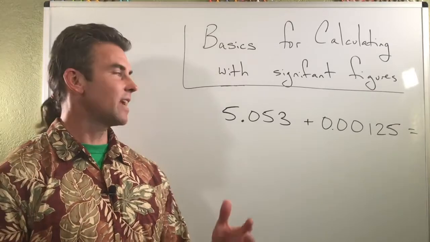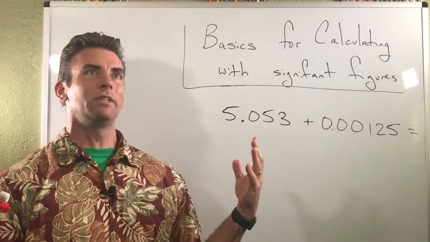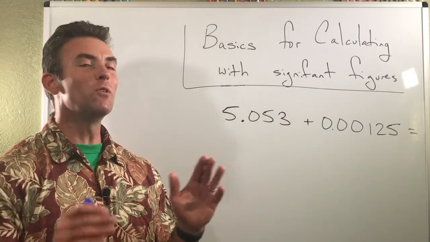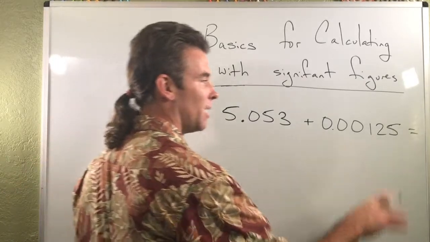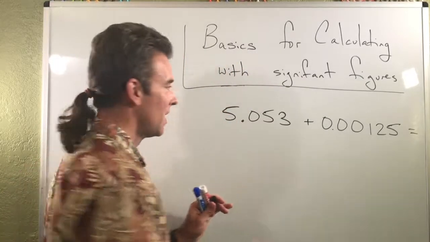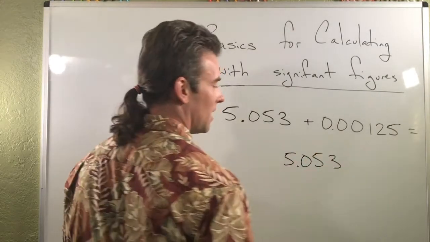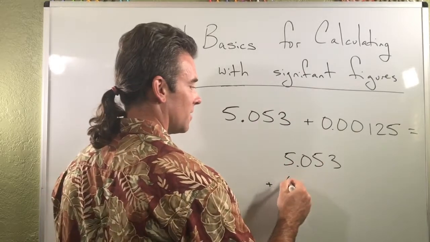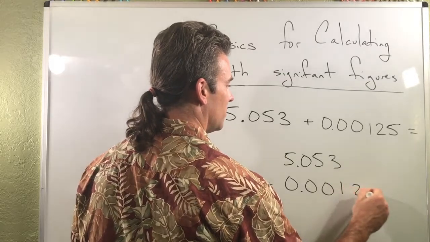Okay, so here's an example of an addition. And instead of thinking about the gobbledygook that I just threw at you in terms of words, do the following. What you can do is just line everything up by decimal point, right? So I'm going to do 5.053. And then directly underneath that, I'm going to line up everything. So 0.00125.